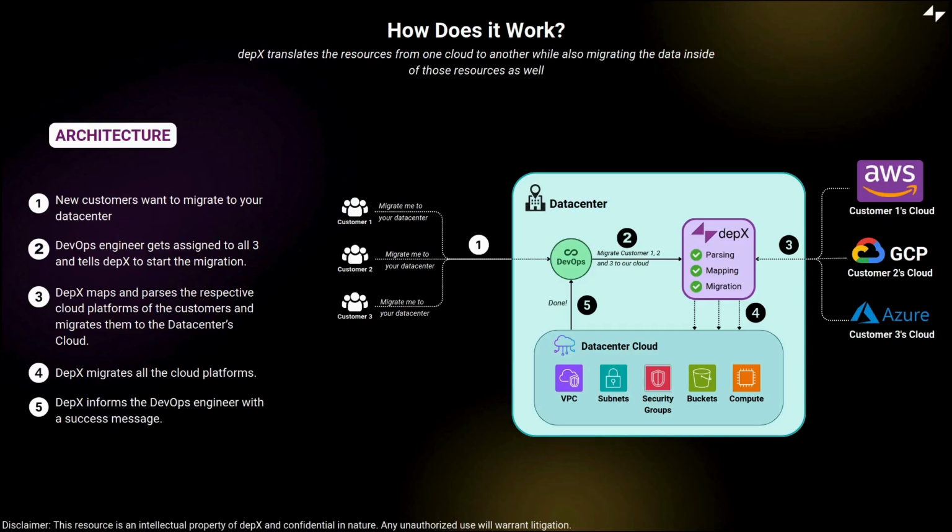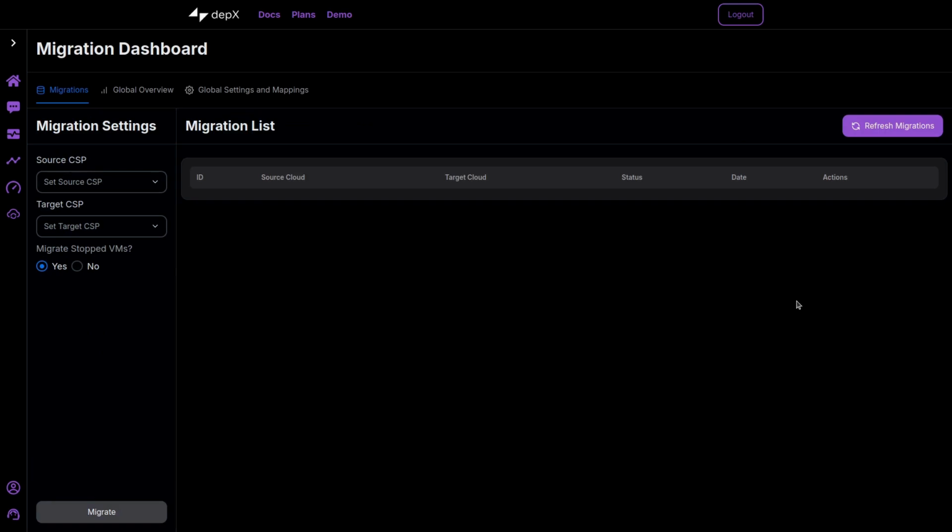The first step is, of course, when a customer is onboarded into a data center and the customer requests the data center's team to migrate their existing cloud resources in AWS, Azure, or GCP to the data center's cloud. The next step is when the data center's team goes to DepX and tells DepX that hey, I want to migrate customer 1, customer 2, and customer 3 to my own cloud, and then DepX does the rest. DepX first of all maps all the resources in the source cloud and then seamlessly migrates all the data to the destination. The idea is pretty simple.